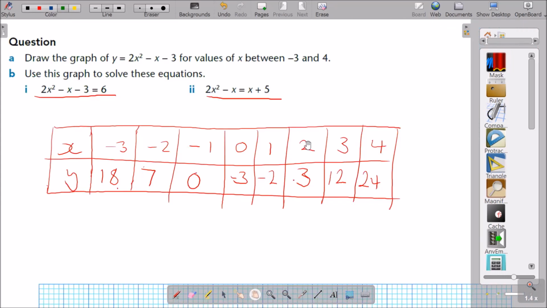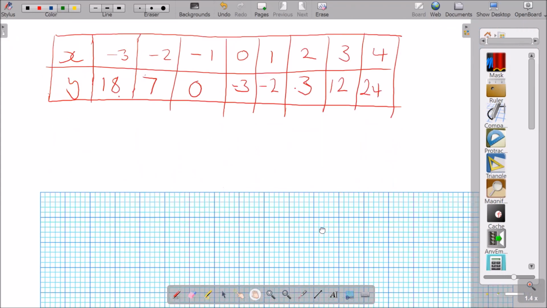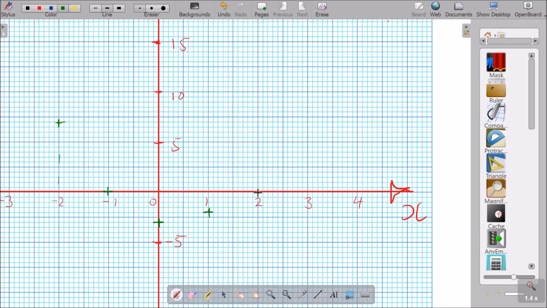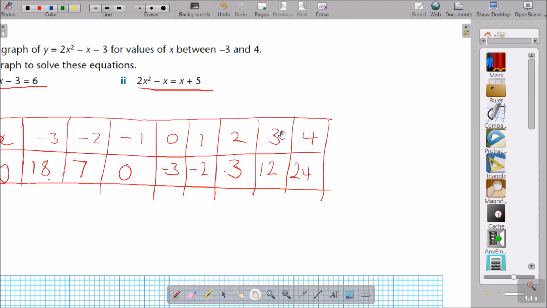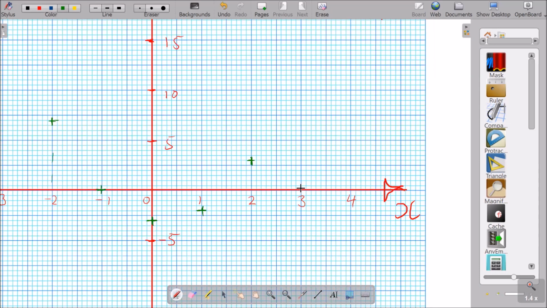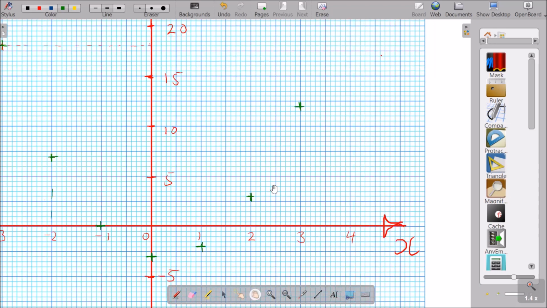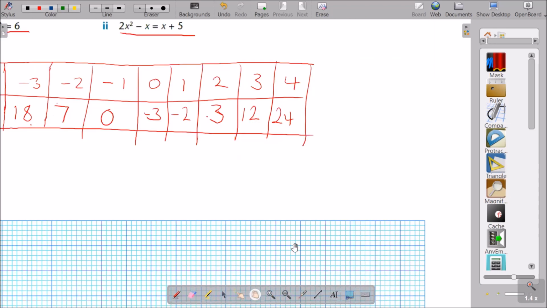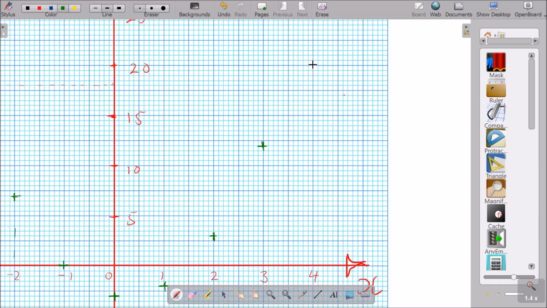When x is 2, y is equal to 3. x is 2, y is equal to 1, 2, 3. So 2, 3. Okay? When x is equal to 3, y is 12. x is 3, y is 10, 11, 12. Here. When x is equal to 4, y is 24.